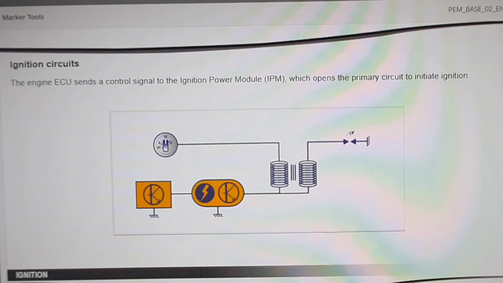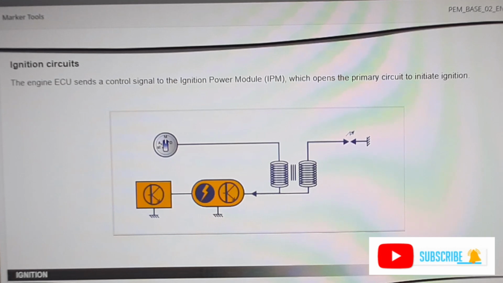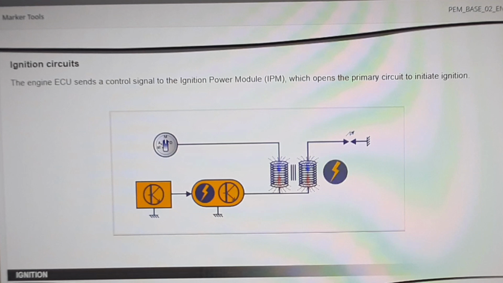On recent systems, the injection computer also manages the ignition function. However, on certain systems, the primary circuit switch is built into an ignition power module, IPM. The IPM manages the coil charge current strength. The computer sends a control signal to the IPM, which opens the primary circuit to initiate ignition.